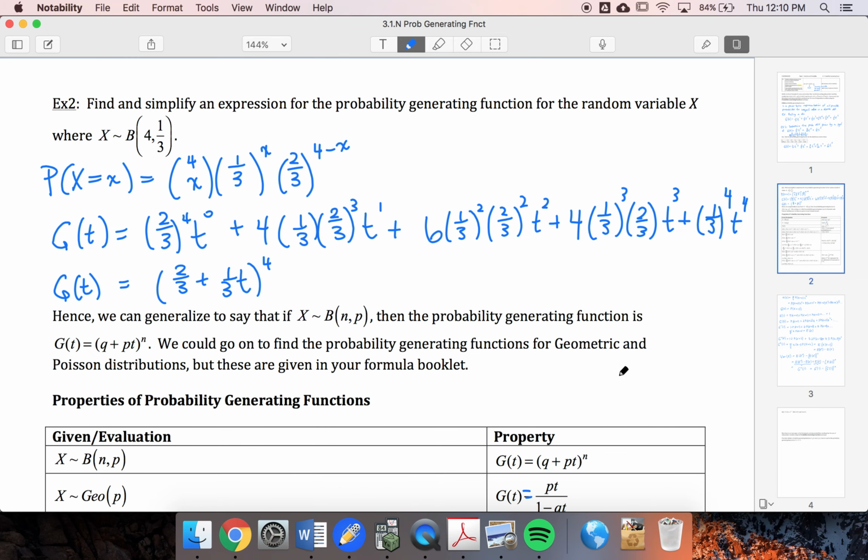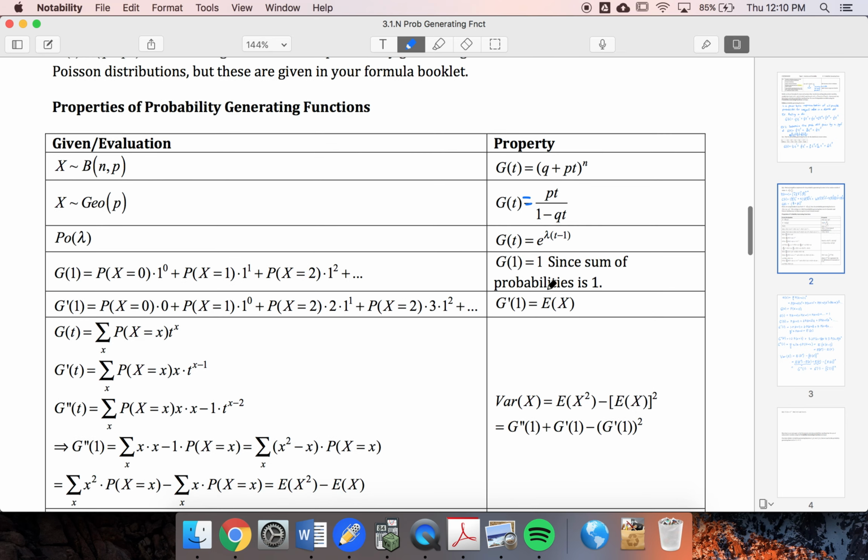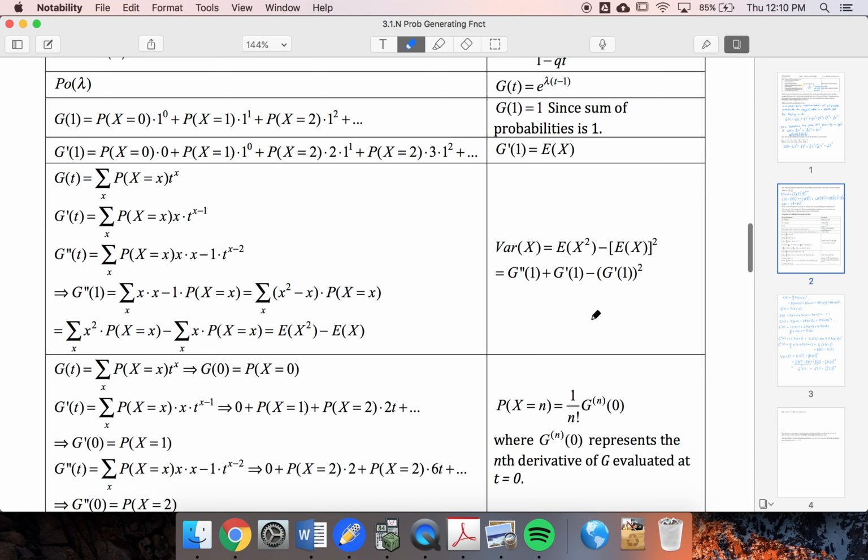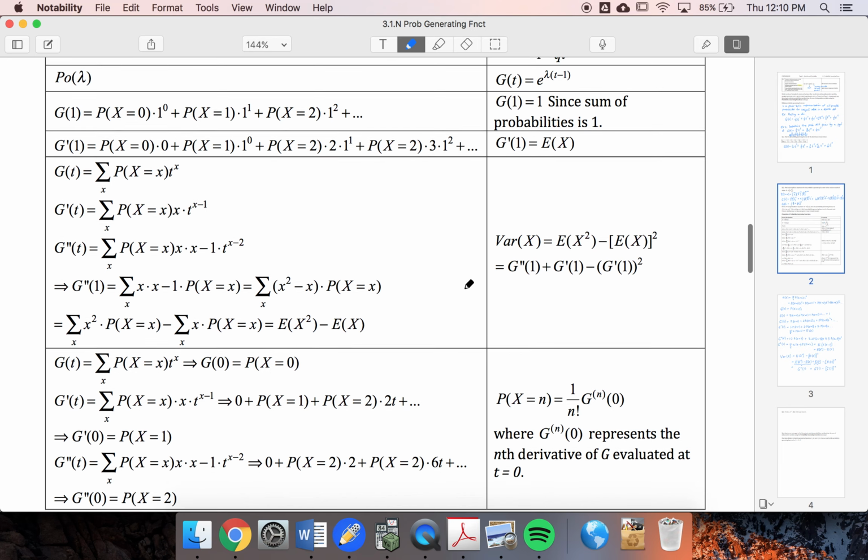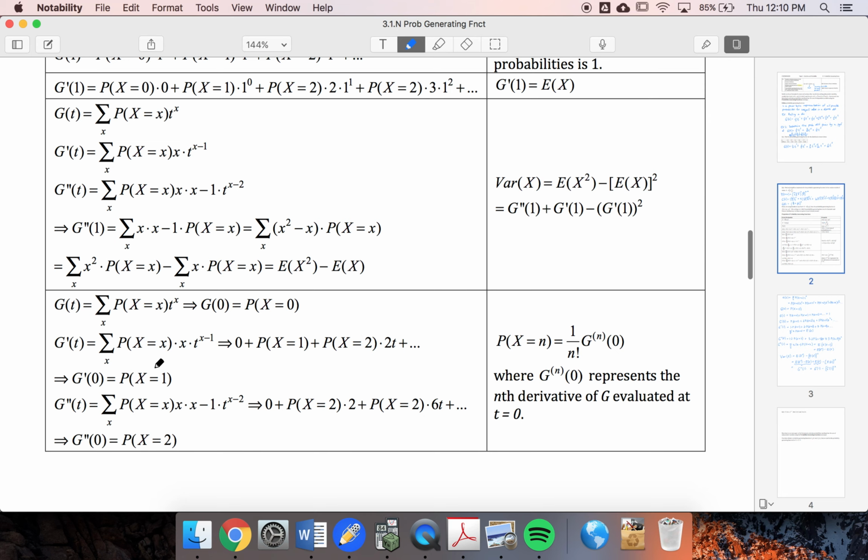So if we come back to this chart, that's where these values came from. Again, not in your formula booklet, so in this case they are useful to memorize. And this is expanded out again, something similar to what I just showed you.